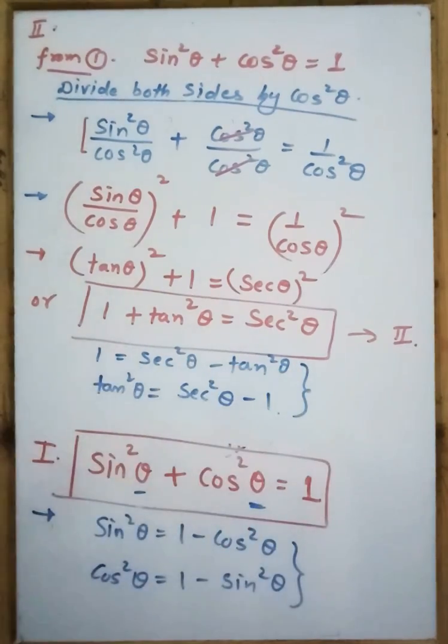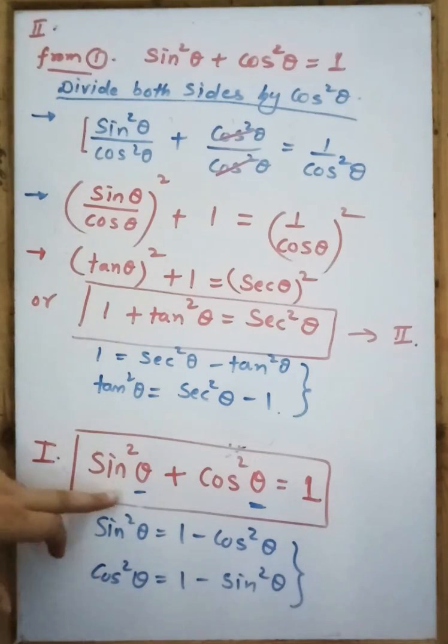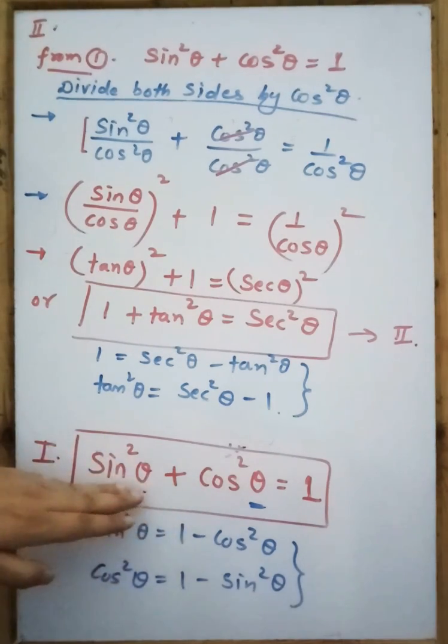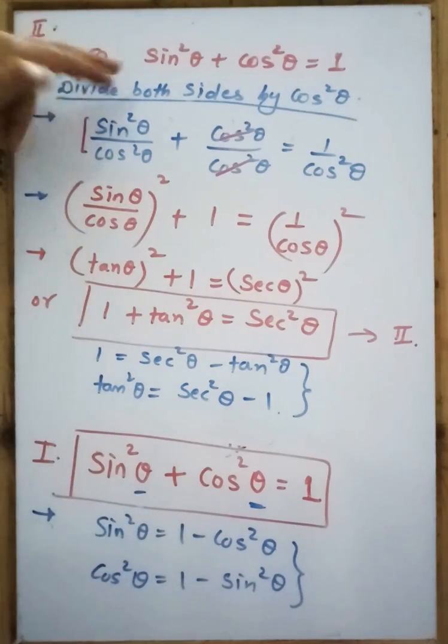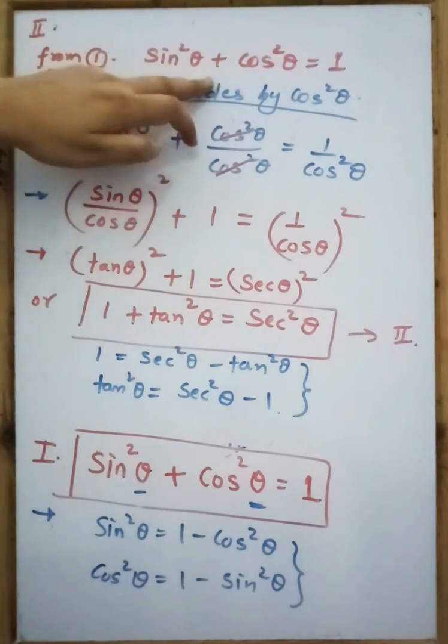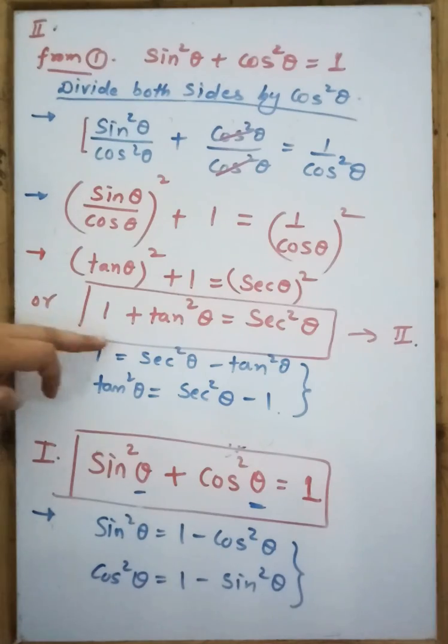So these are the same forms of identity number 2. So children, very simple identity. You know how we have proved the first one. Now for the first one, if we divide the first identity on both sides by cos square, you'll go to the second identity, which is 1 plus tan square theta is equal to secant square theta.